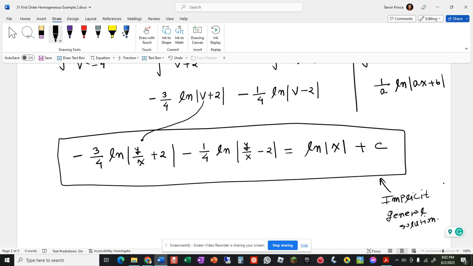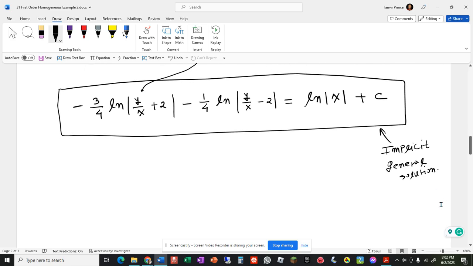But perhaps you can simplify, for example, you can multiply both sides by negative 4, and then you can move the number in the front as a power. So let's see how much I can simplify. I mean, this is optional, but this will make the solution look very good. So let's actually try that. Let's multiply both sides by negative 4.